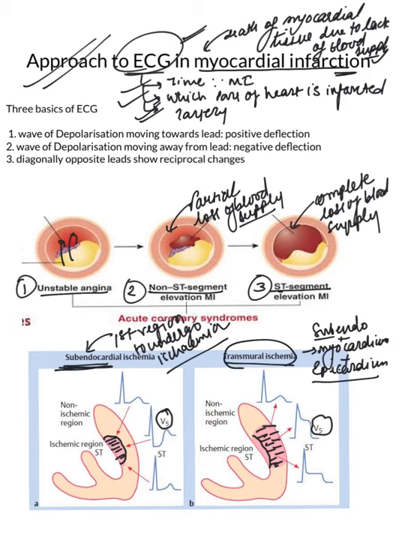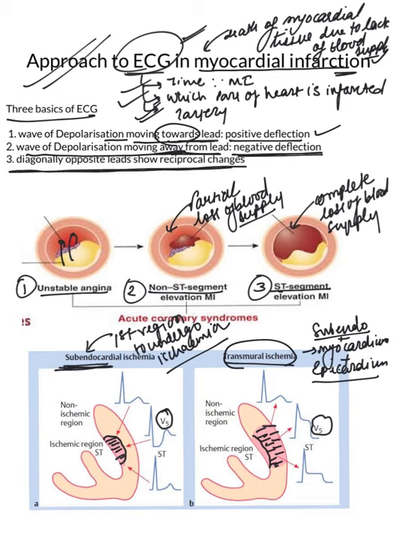And how does this change our ECG manifestation? Let's see. So there are three basics of ECG. The wave of depolarization moving towards the lead produces a positive deflection in the lead. Wave of depolarization moving away from the lead produces a negative deflection. And diagonally opposite leads, this is very important, diagonally opposite leads, they show reciprocal changes. So if one ECG lead is showing ST elevation, the diagonally opposite lead will show ST depression. We will learn the application of the third rule.